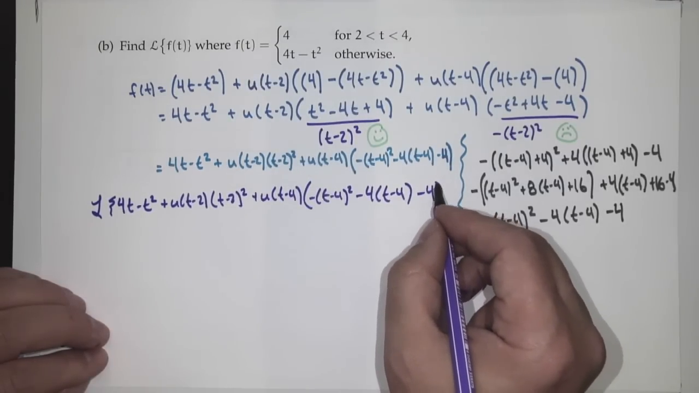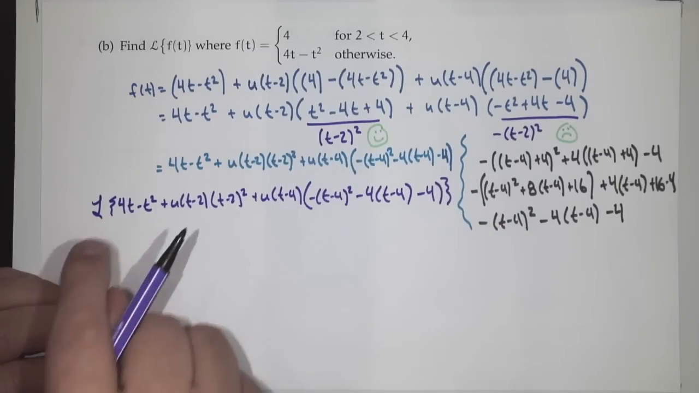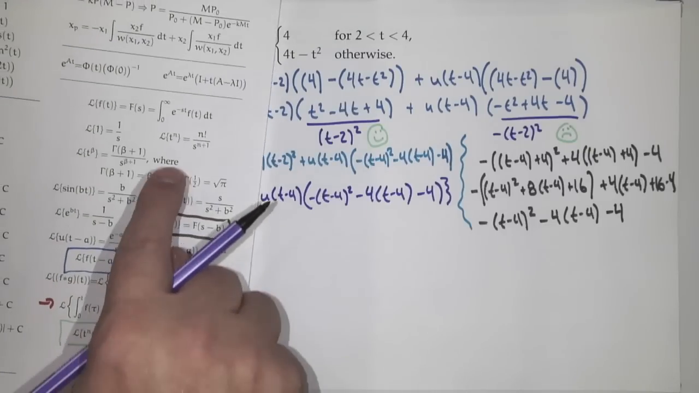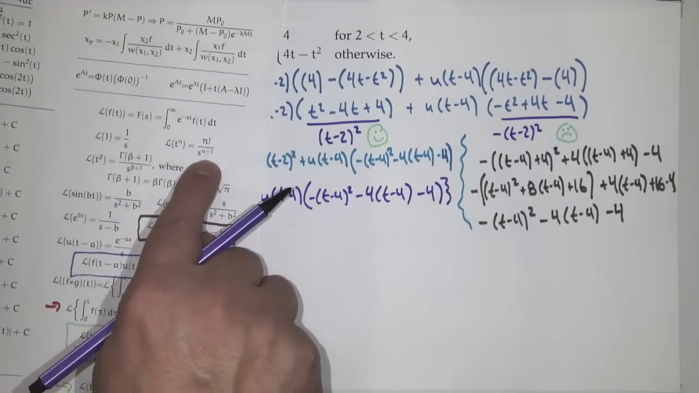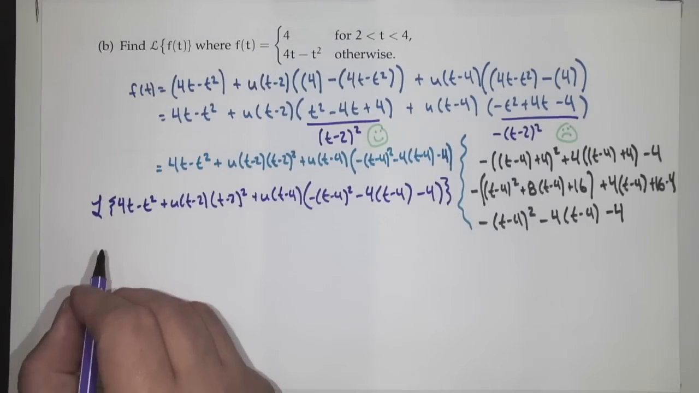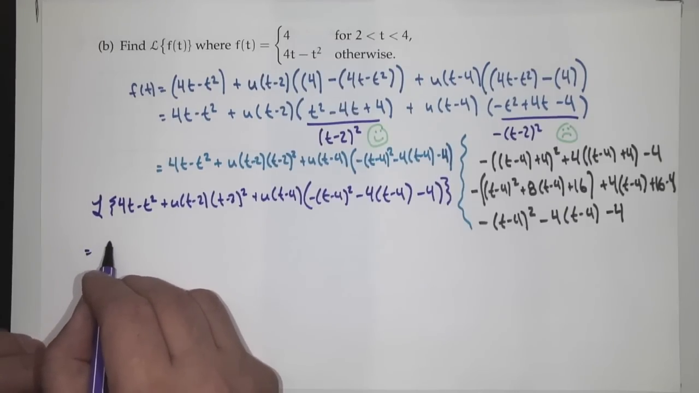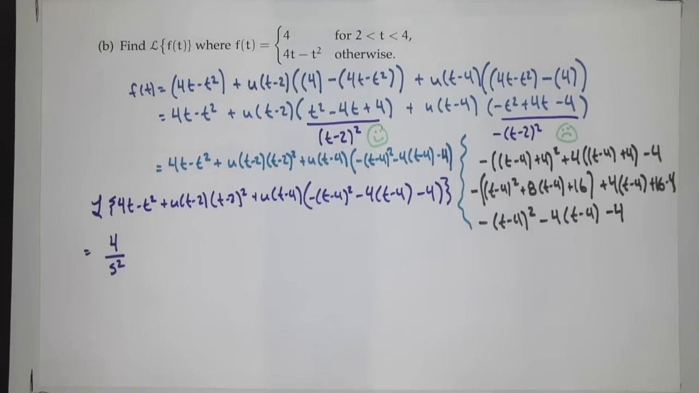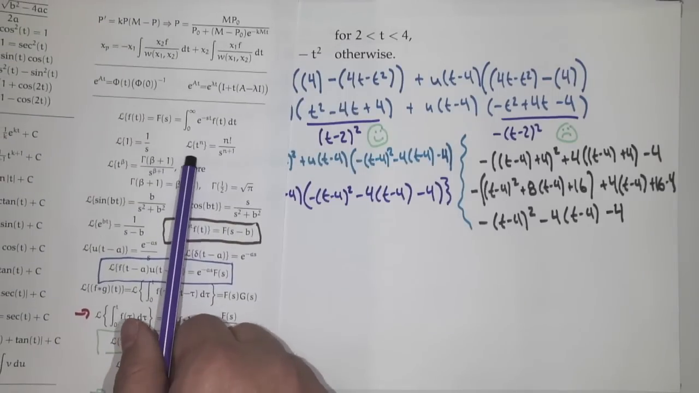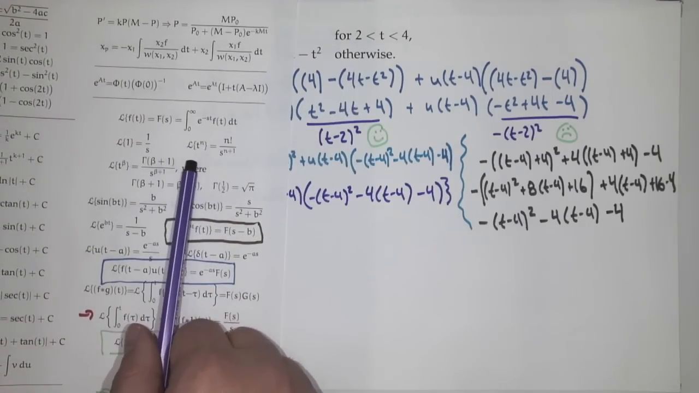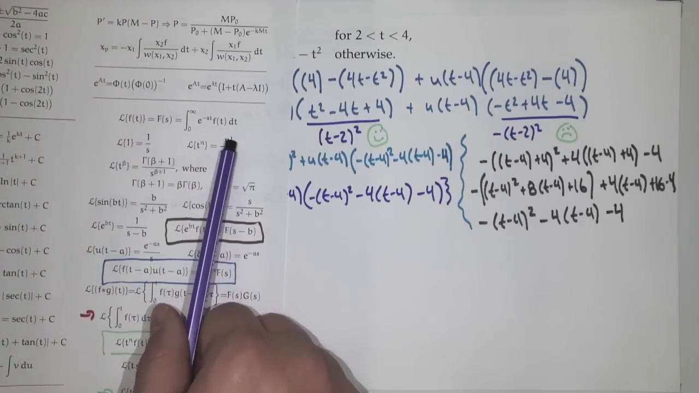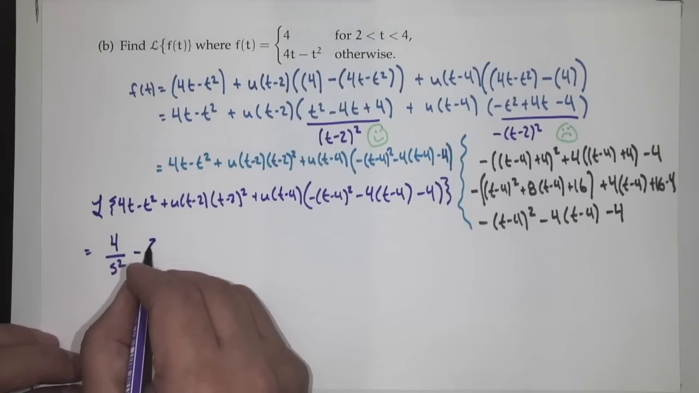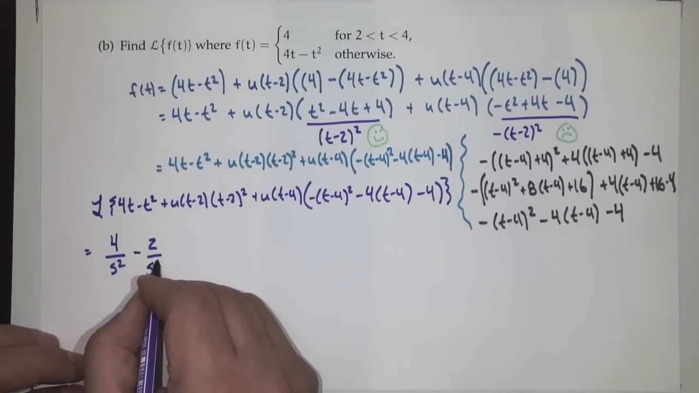Lots of rewriting. Okay, do we know 4 times t? Well, yeah. We've talked about t before. T to the 1, factorial over s squared. So we have 4 over s squared. T squared: we have the Laplace of t squared, 2 factorial over s to the 2 plus 1. So that would be 2 over s cubed.